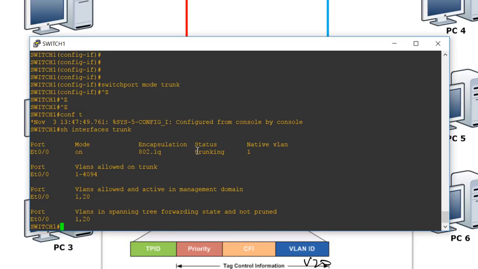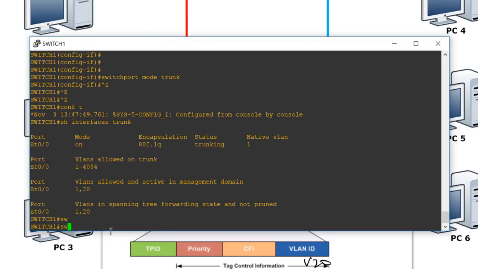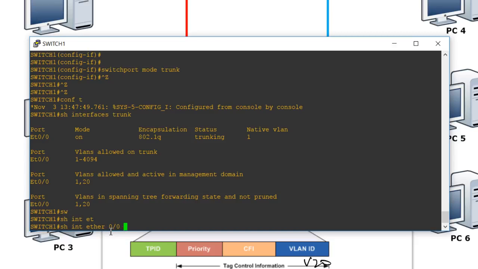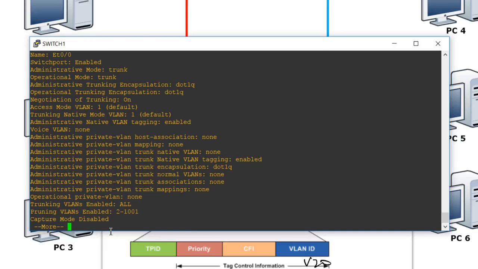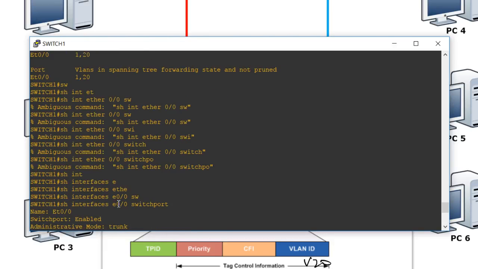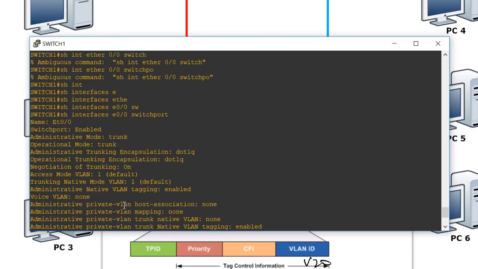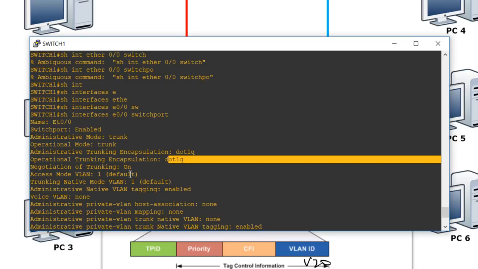So when you try that command again, show interface trunk, you would see now it's in mode trunking. Status is trunking. .1q is the encapsulation. Now let's say show interface Ethernet 0/0 switchport, and we see all the statistics for that particular interface. So we see the name is E0/0, switchport is enabled, administrative mode is trunk, operational mode is trunk, administrative trunking encapsulation is .1q. It is operating .1q encapsulation.